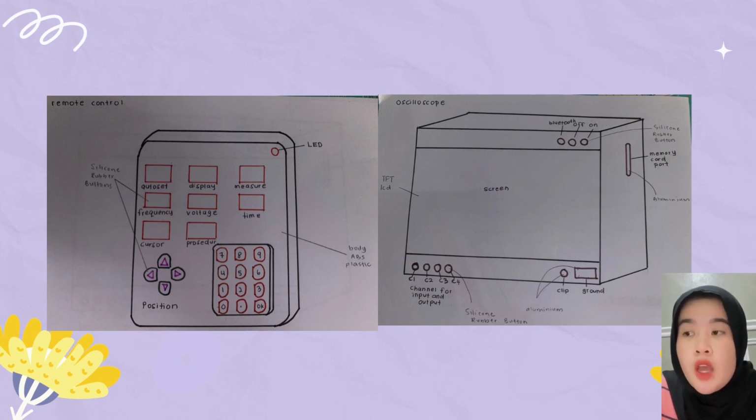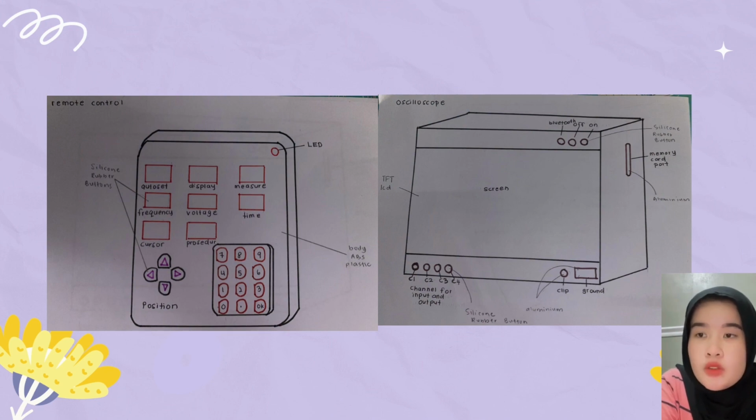For the remote, how to use it? Firstly, make sure the battery is inserted before use. Second, we can use any button to set the oscilloscope. Next, we use the position button to adjust the waveform to fit the waveform size. Then the last one is to change the value using the number buttons on the remote.